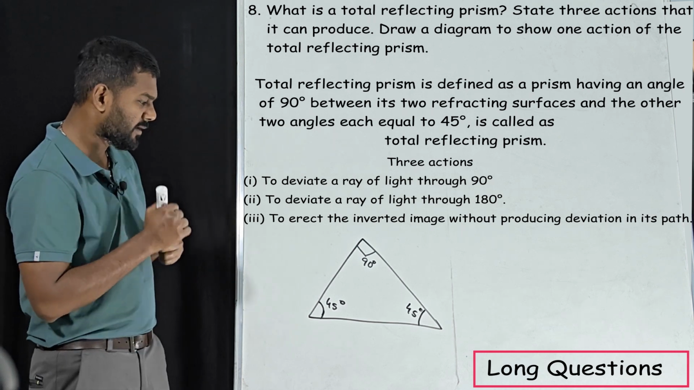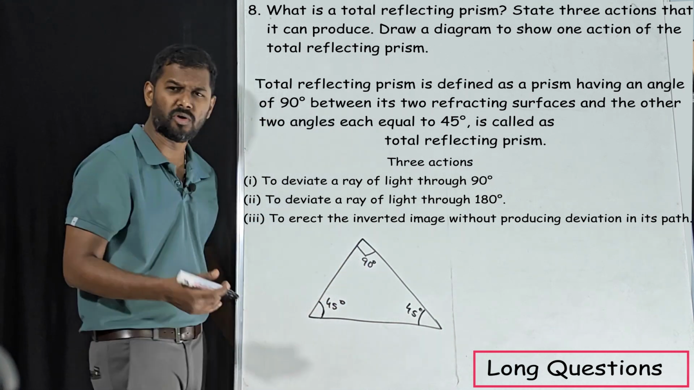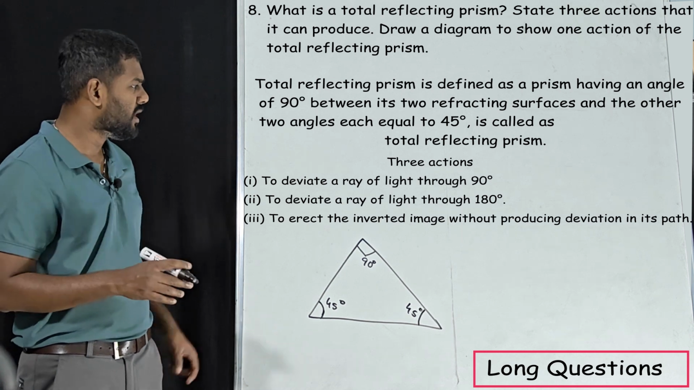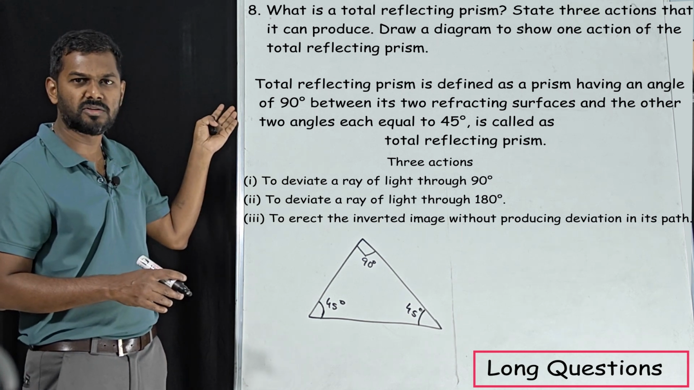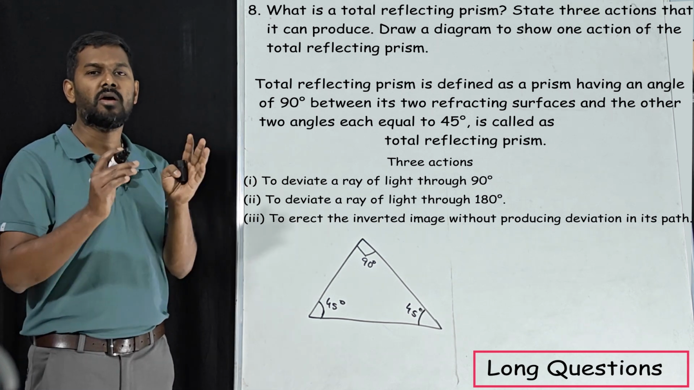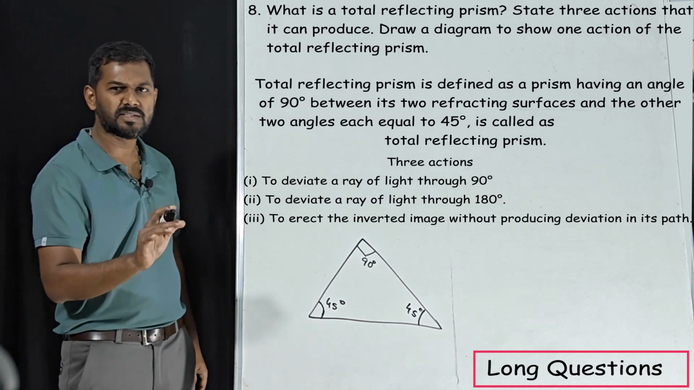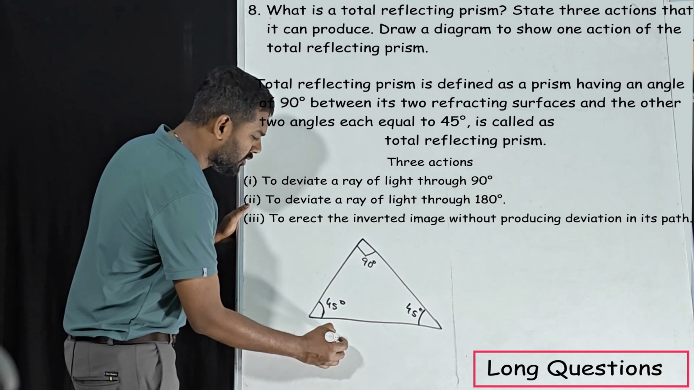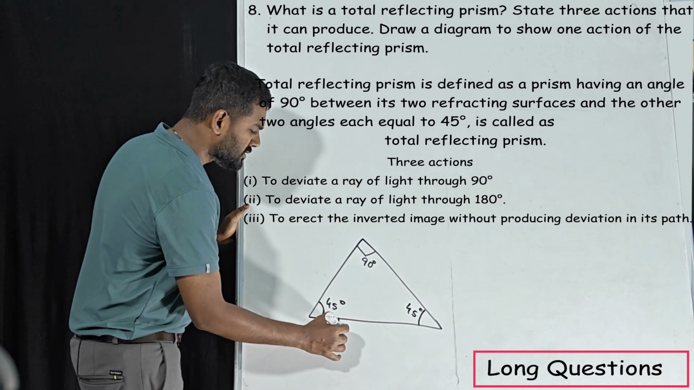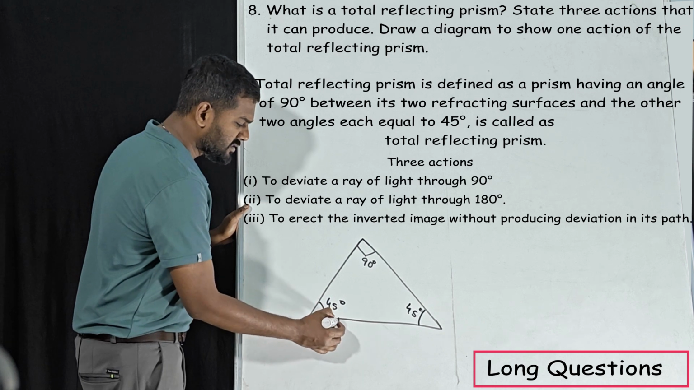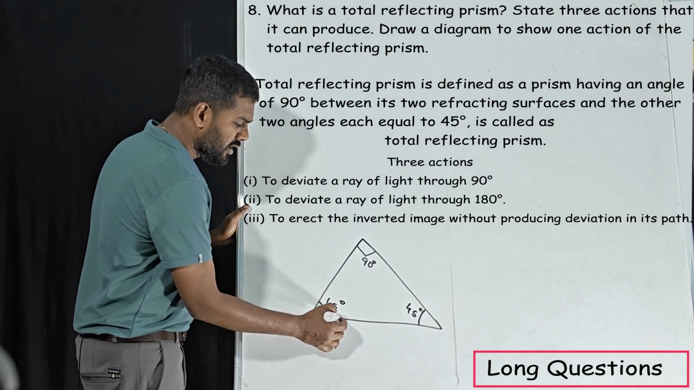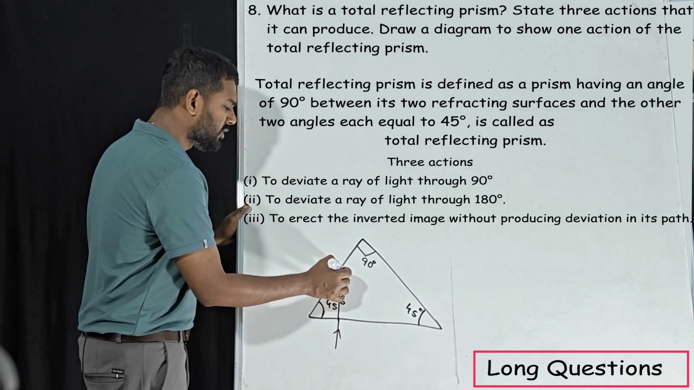Okay, any one. We can go for anything: to deviate a light through 0 degree, 90 degree, or 180 degree. We can select any one. Very easy, we'll go for 180 degree. See, assume this is the incident ray. As the angle of incidence is 90 degree, it passes straight without deviation.